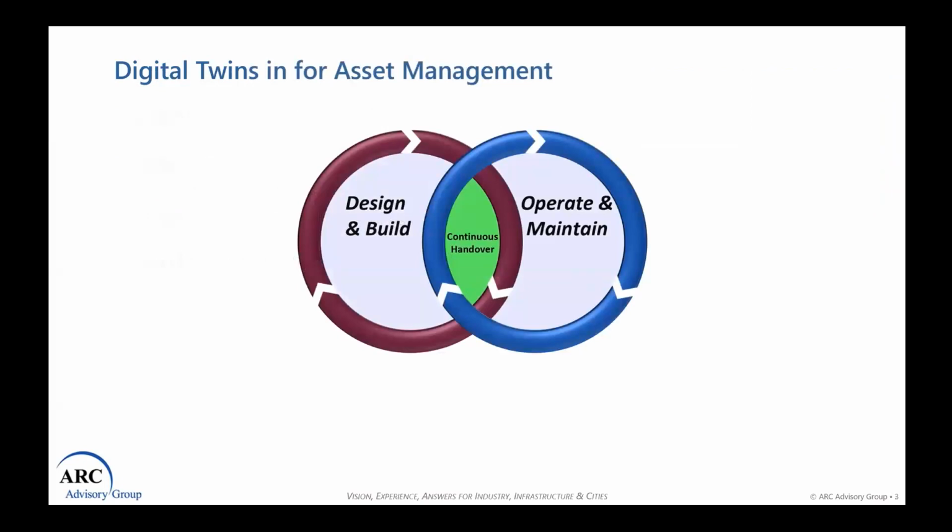So I'm going to segment digital twins, particularly in the asset management space. And we have major areas of business processes, one around design and build of a plant or an upgrade. We move over to continuous handover, where the new project is turned over to the operate and maintain people, to operations, where they maintain the assets. So within each one of these circles, there is a set of business processes that a digital twin can help out with.